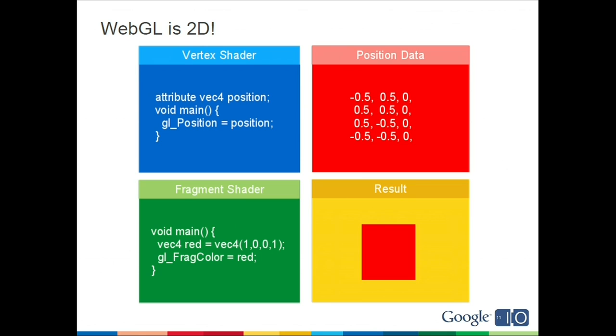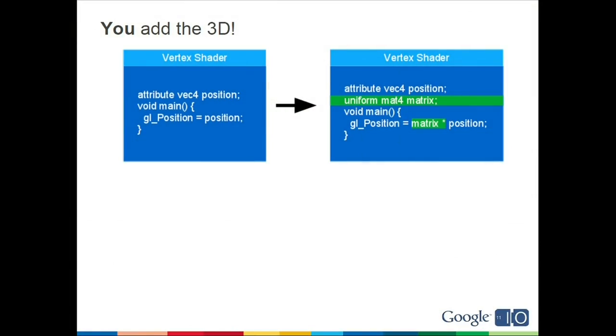Here's a square on the screen. You're the one who adds the 3D. You do that by modifying your vertex shader. So here's our original shader on the left. On the right, we've just added 2 lines. We've added the ability to pass in a matrix, and we're multiplying the position we're passing in by that matrix before storing it in that global variable we mentioned before.